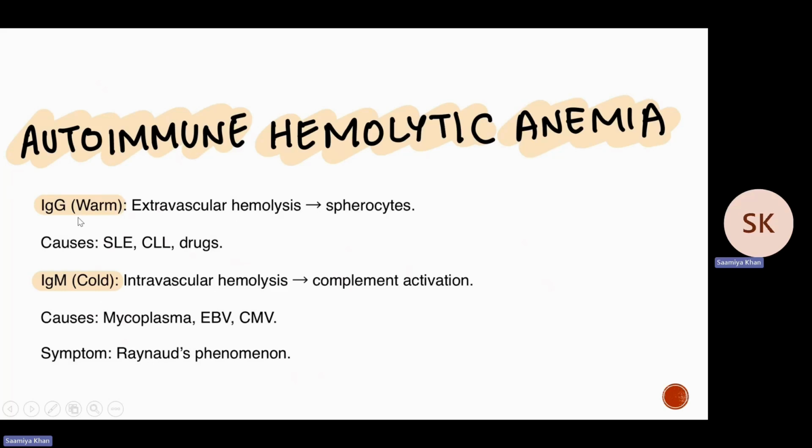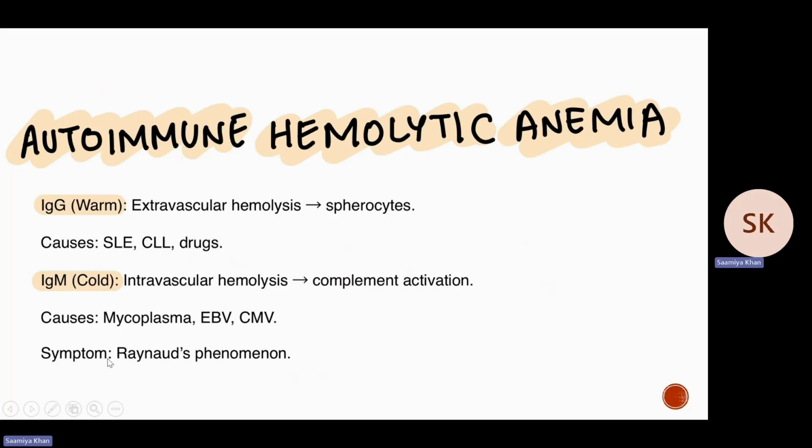Now, the reason why we're saying IgG is warm is because IgG will bind to RBCs at warmer, central body temperatures, and this will lead to partial phagocytosis by the splenic macrophages, which will lead to the formation of spherocytes. The causes can be systemic lupus erythematosus, chronic lymphocytic leukemia, or drugs such as penicillin.